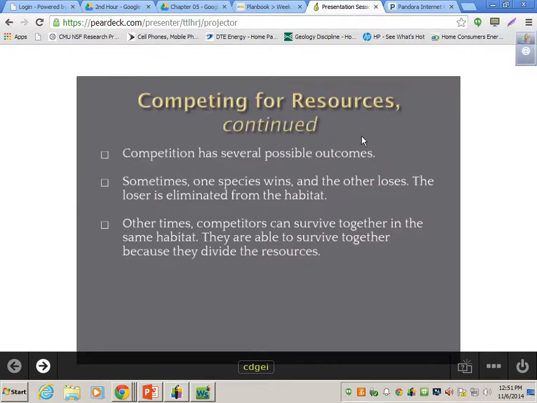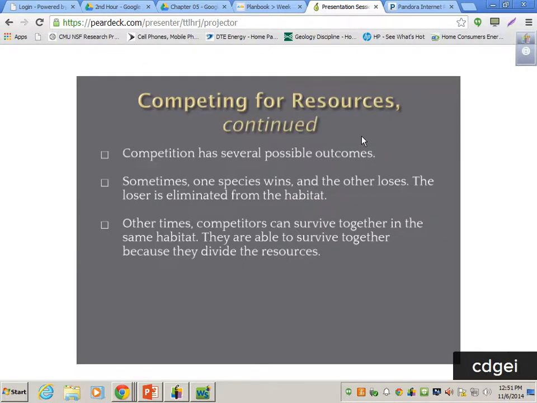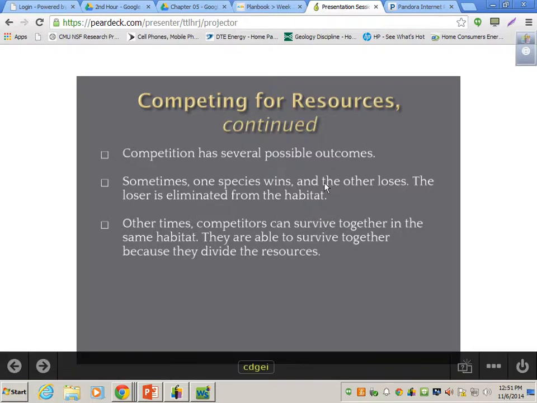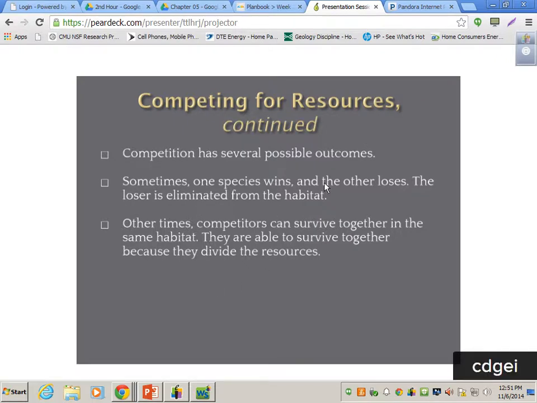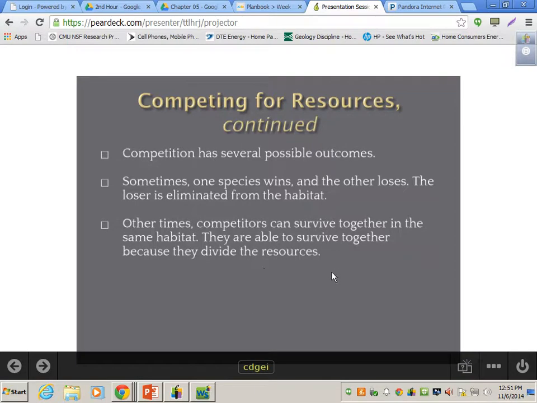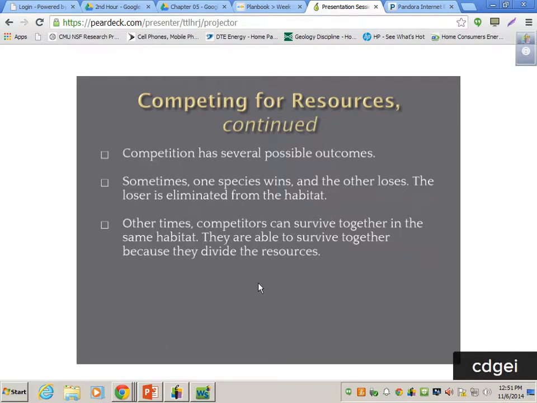But competition has several possible different outcomes. Sometimes one species wins and the other loses. The loser is eliminated from the habitat, and we kind of understand that. That's pretty simple. Other times competitors can survive together in the same habitat, and they're able to survive because they actually divide the resources. Now, it's not like the squirrel goes, okay, one nut for you, one nut for me, one nut for you, one nut for me. But they find different ways to kind of coexist.